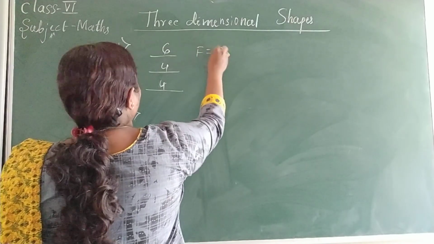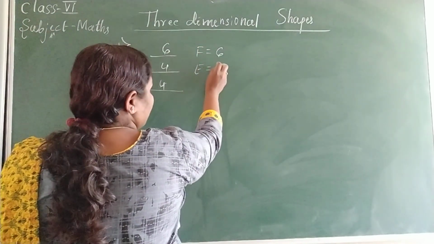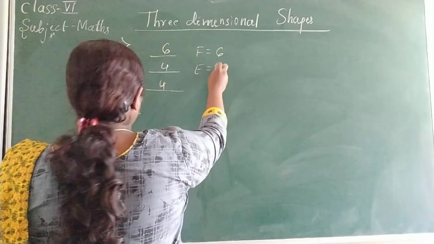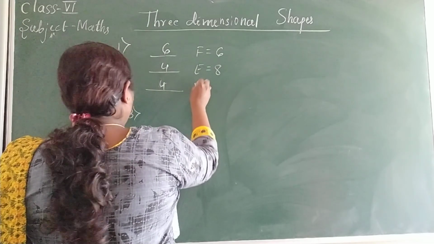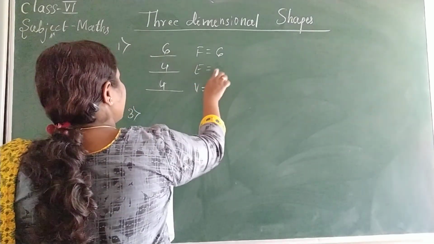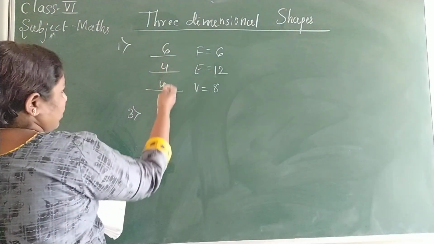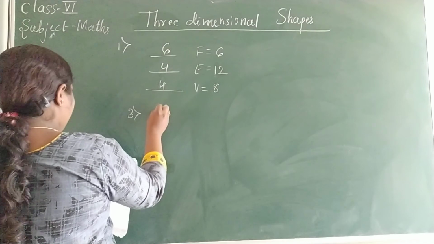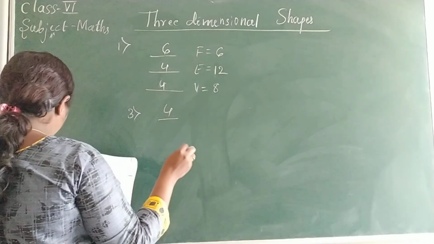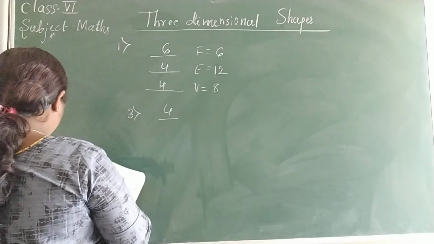Faces is equal to 6. Then edges is equal to 12. Then vertices is equal to 8. You also write these answers in the given blanks. Third one, faces is equal to 4. That is a triangular pyramid. It has 4 faces.